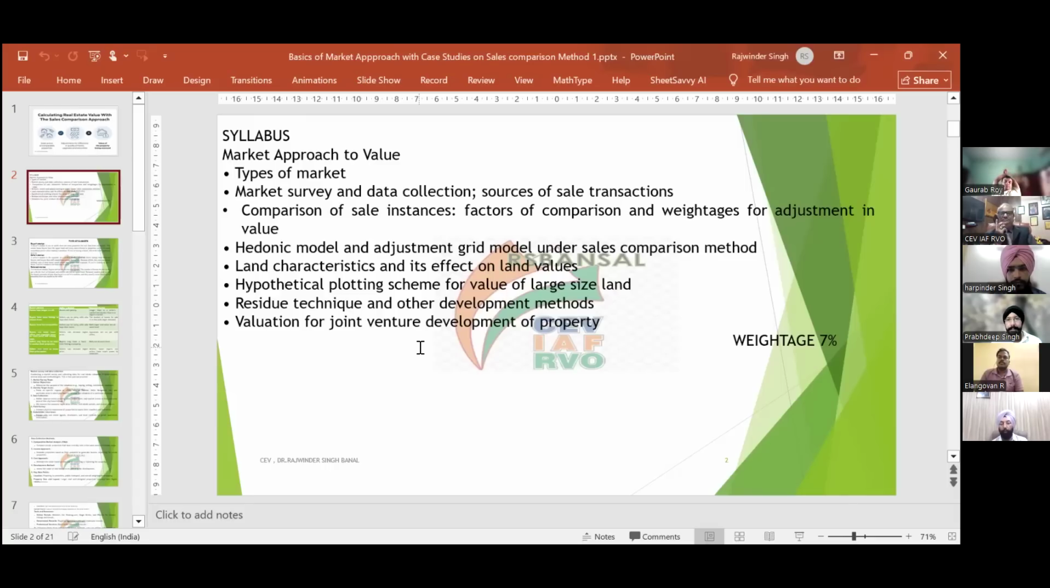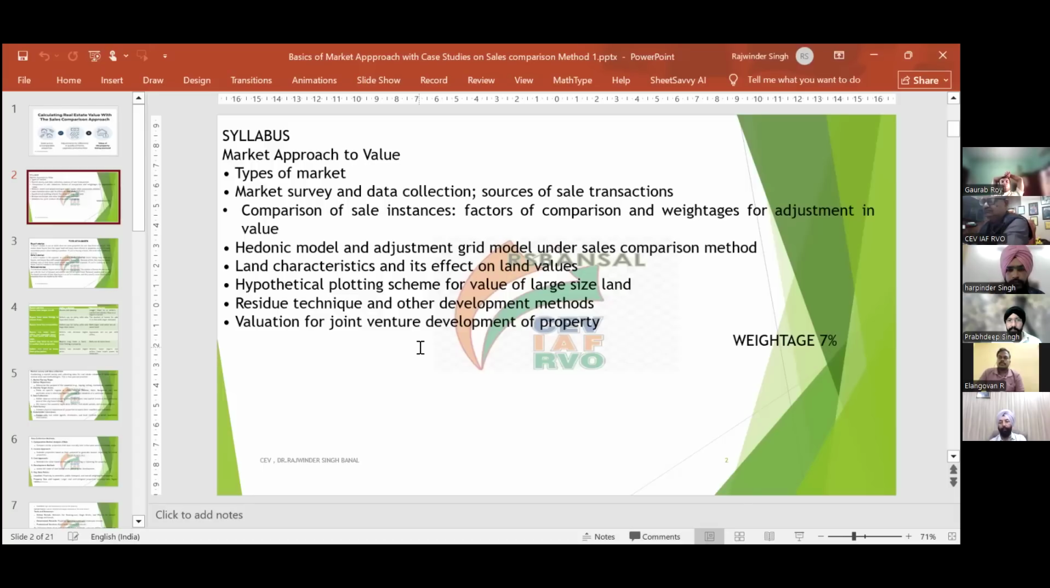Then after collecting the data, you have to do comparison of sale instances whatever you have collected. Then we will discuss what are the factors which you should choose for comparison, and how the weightages and adjustments in value is done. Then we will study different methods in market approach itself.